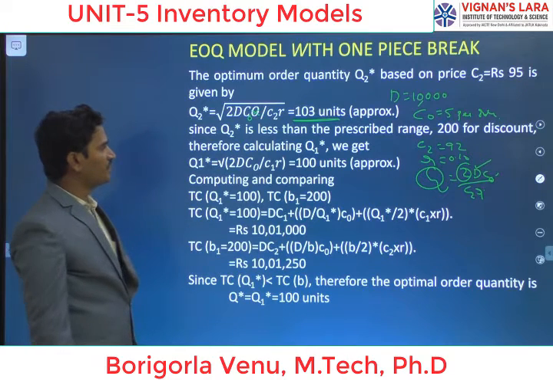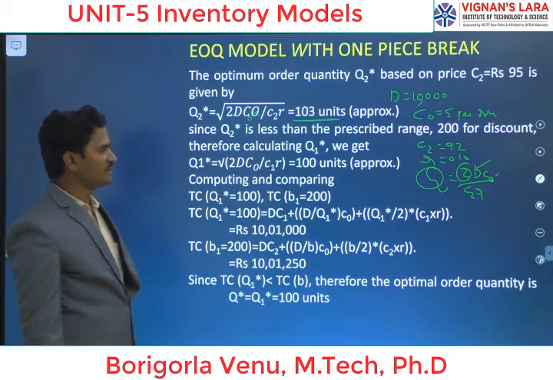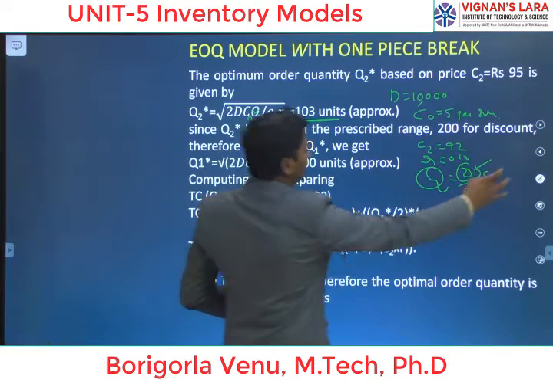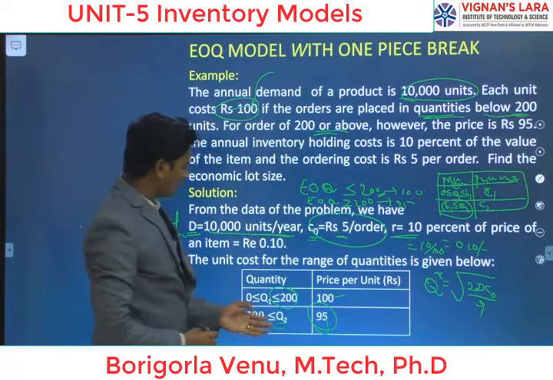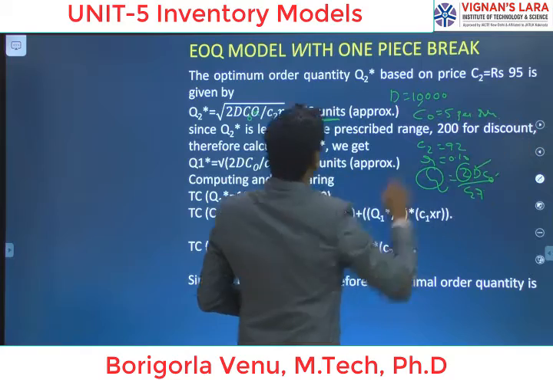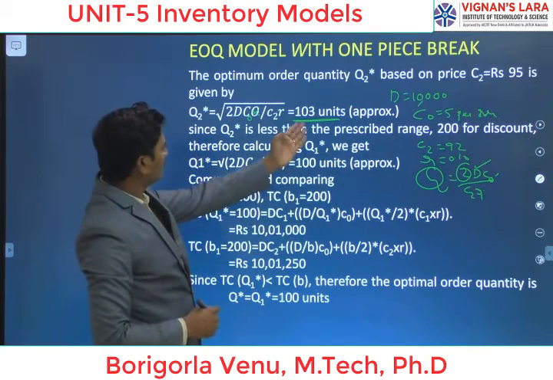Okay, since Q2 is less than the prescribed range, coming to Q2, the quantity is less than or equal to 200, and the price is 95. As per the calculations, we get 103 units.